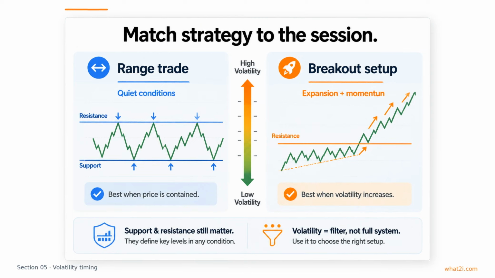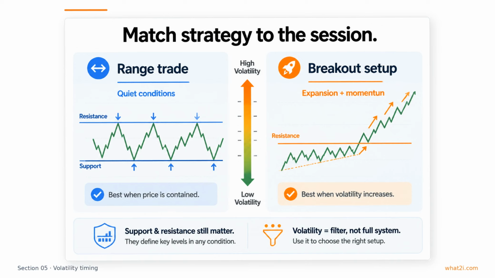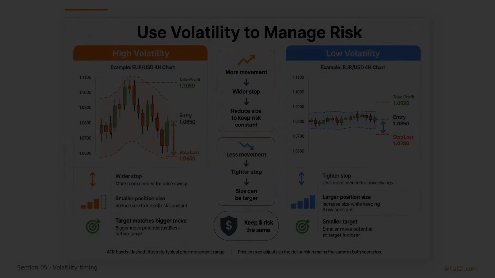But the key point is that support and resistance still matter in both environments. Volatility timing does not replace analysis. It helps you decide which type of analysis has the best chance of working. A good trader is not just asking where price might move, but also whether the current session gives that idea room to work. Matching strategy to session is often a simple change that improves consistency.